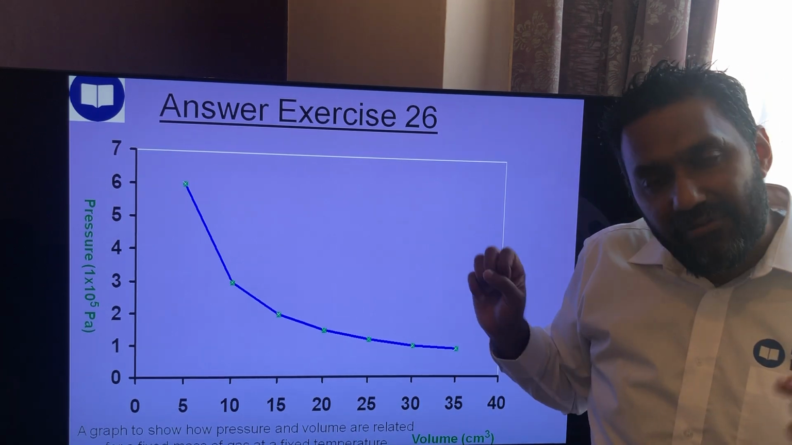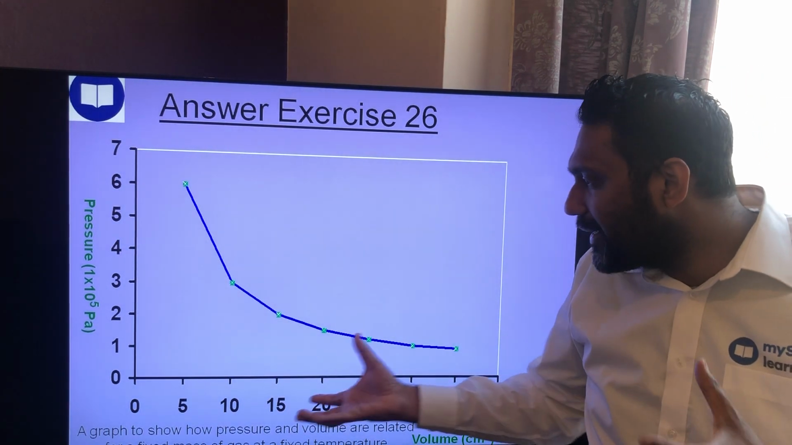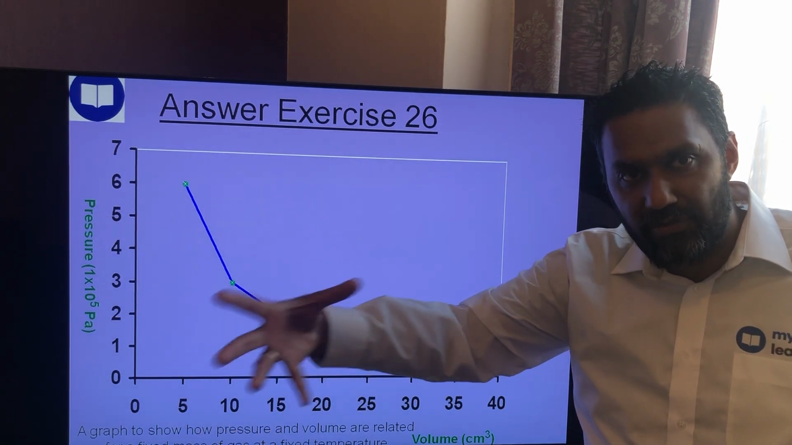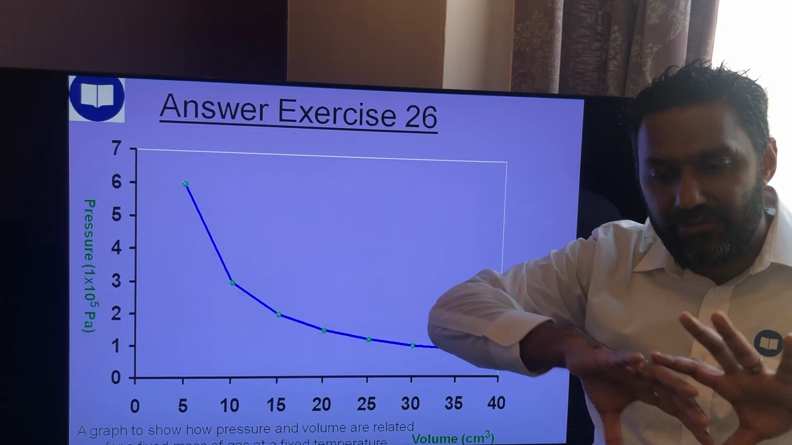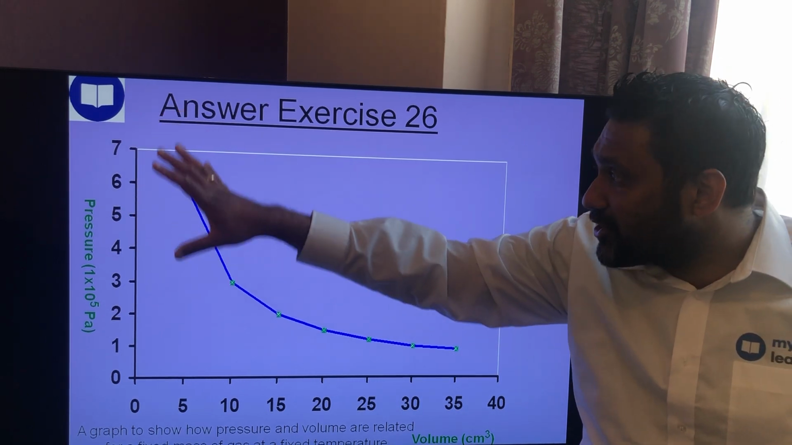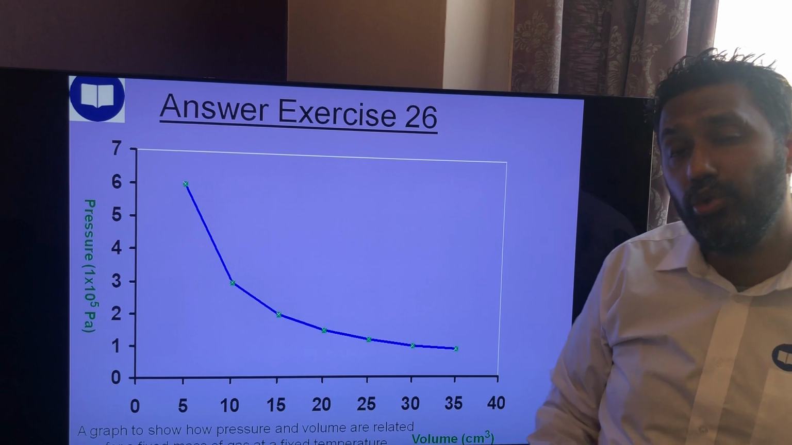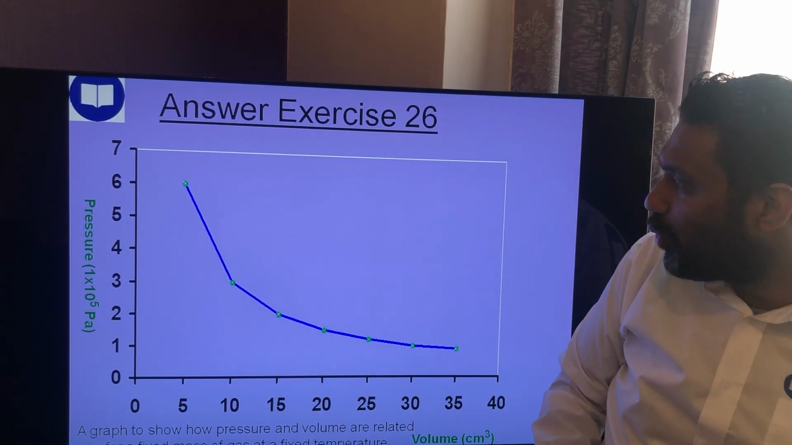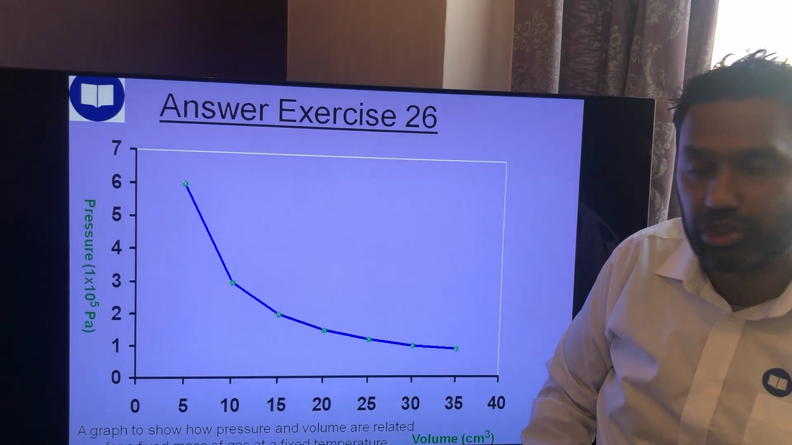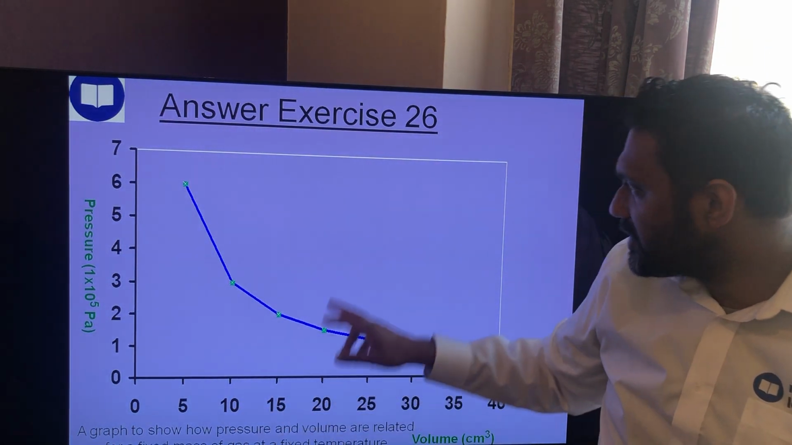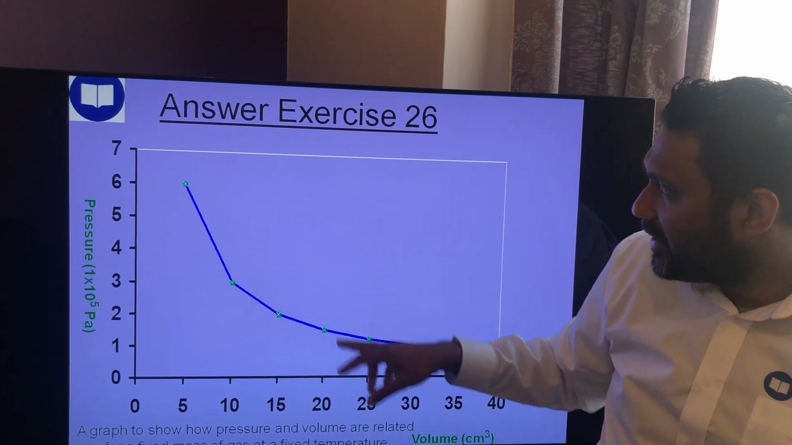It's inversely proportional. So what happens is it starts to curve like this. And I've already explained the reason why. If you increase the volume, there's more space for the gas particles to move around, so they've got further to go, longer to hit the sides. The pressure starts to decrease, but not in a uniform way. It decreases in this kind of curved manner, and we call that inversely proportional. So as I increase the V, the pressure decreases.